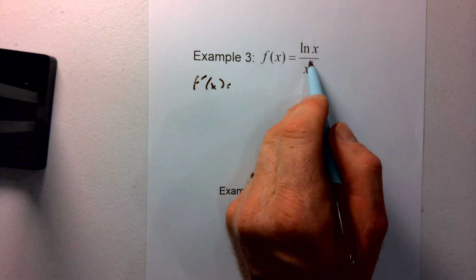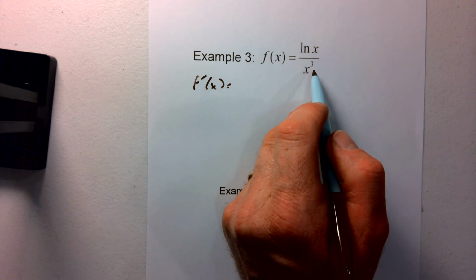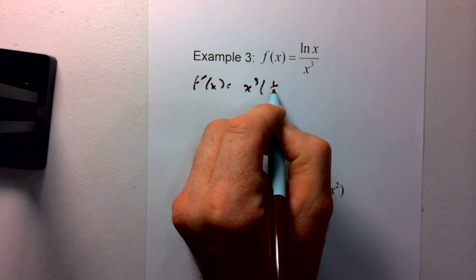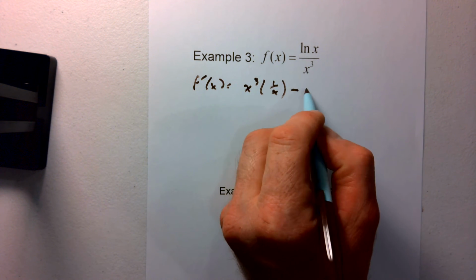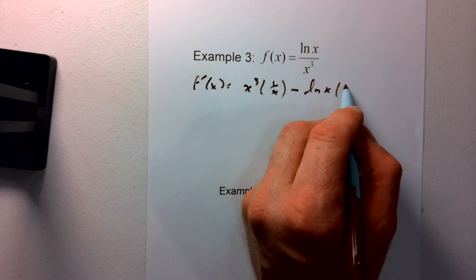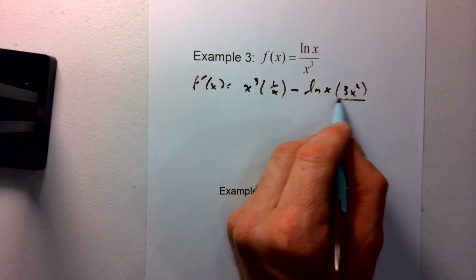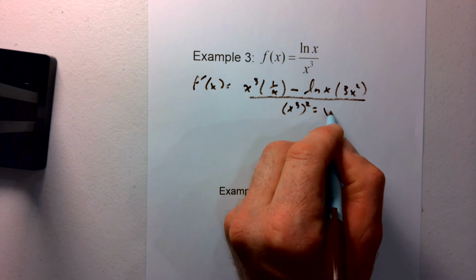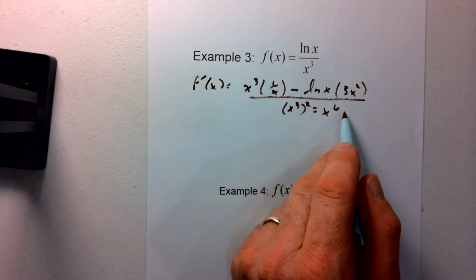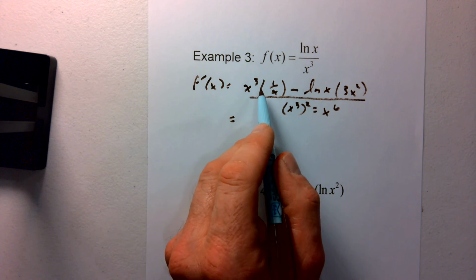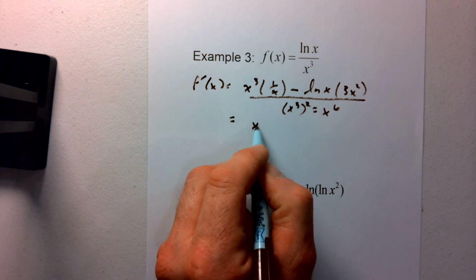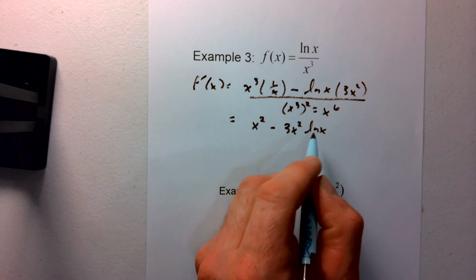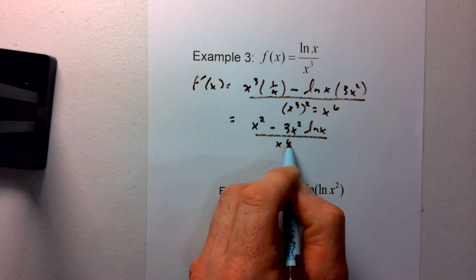We can see a natural log of x within a quotient rule. So our first derivative is going to be x to the third times the derivative of natural log of x, which is 1 over x, minus natural log of x times the derivative of the denominator, 3x squared, over x to the third squared, which is x to the sixth. Remember, exponent to exponent, we multiply. Cleaning this up, we have x squared minus 3x squared natural log of x over x to the sixth.